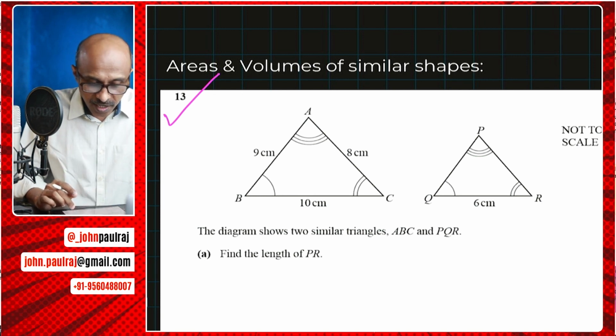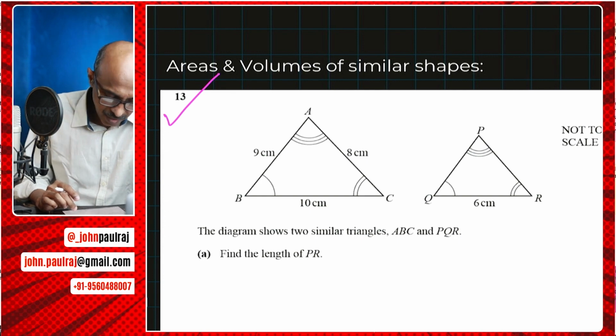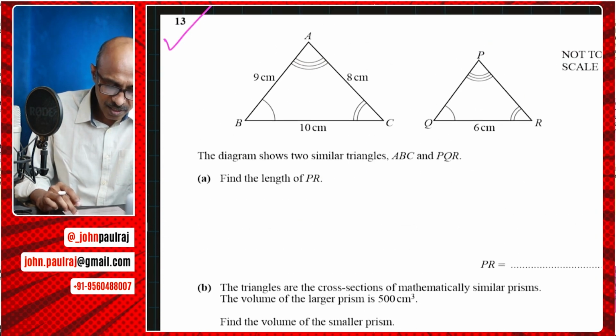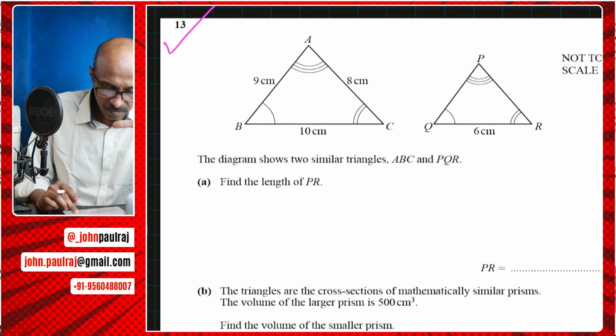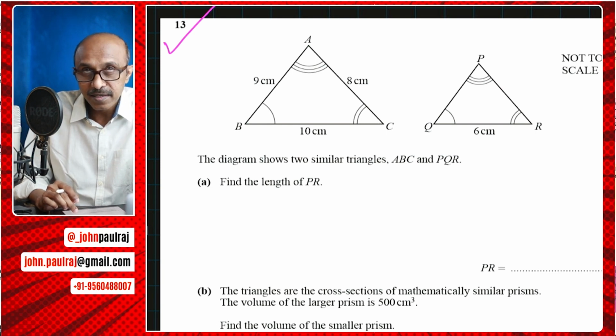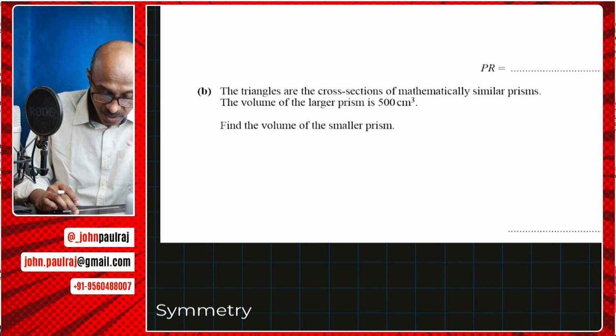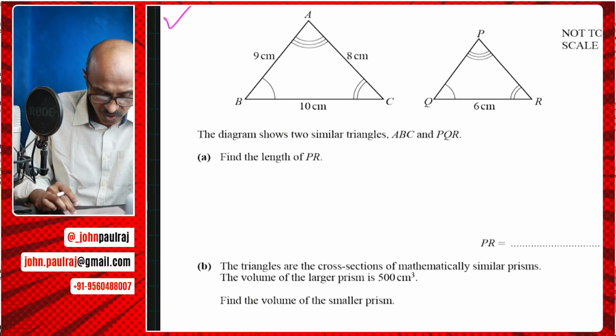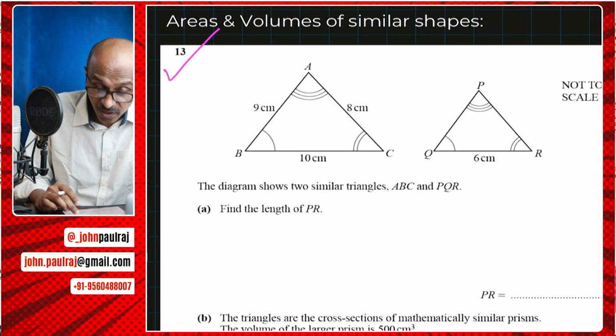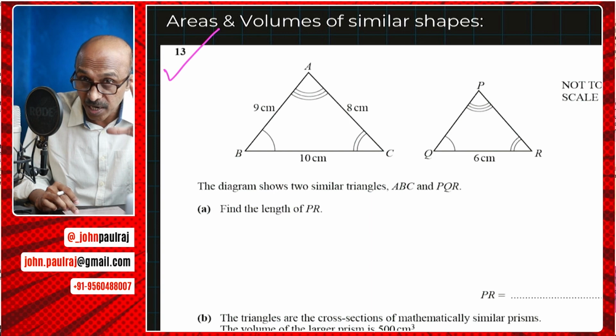Betway. So, areas and volumes of similar shapes. My bets on that. The trick is to use the idea that when you have two similar shapes, the ratio of the areas of the similar shapes are equal to the squares of the corresponding lengths. And the volumes of similar shapes are proportional to the cubes of the corresponding lengths. So that's what you need to keep in mind when you're solving questions on areas and volumes of similar shapes. Please practice these kind of questions.